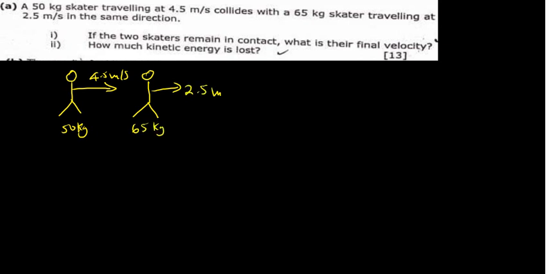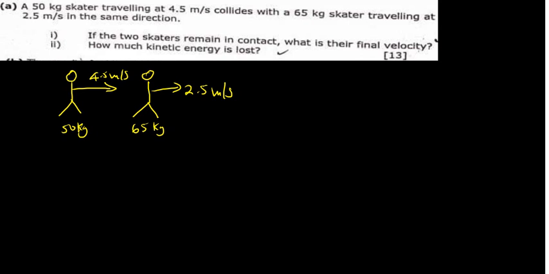So here you have got one person who is going in this direction sliding, and this person is 50 kg, traveling at 4.5 meters per second, and then gets to encounter another person who is traveling also in the same direction, but the mass is 65 kg at 2.5 meters per second. Now the question is, if the two skaters remain in contact, what is their final velocity? In other words, they get to stick.